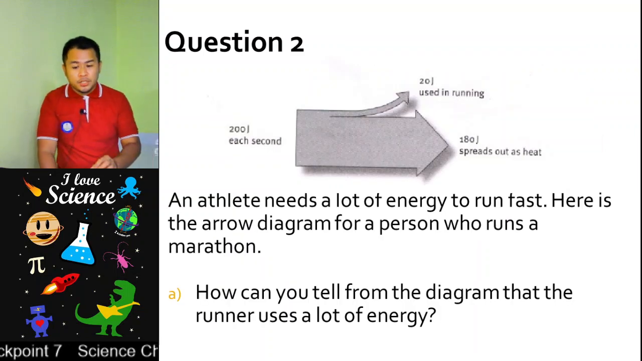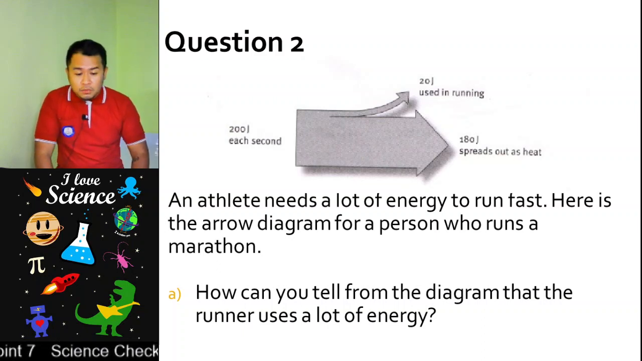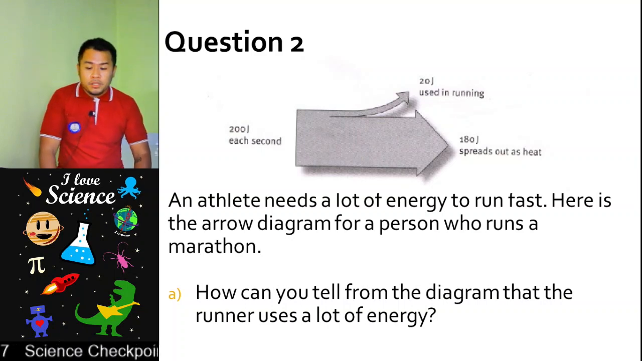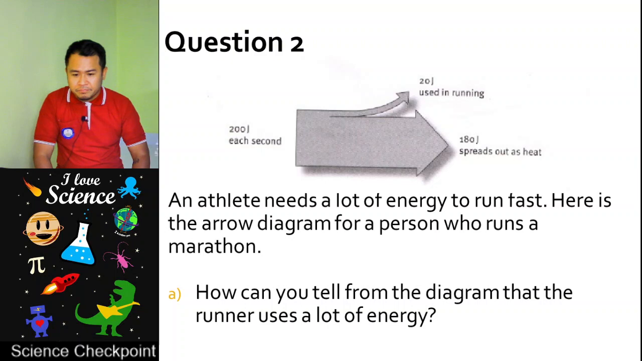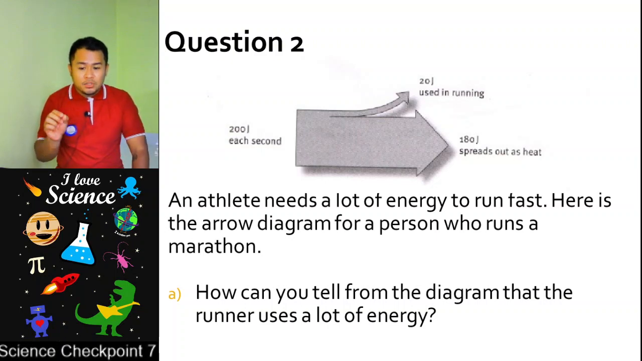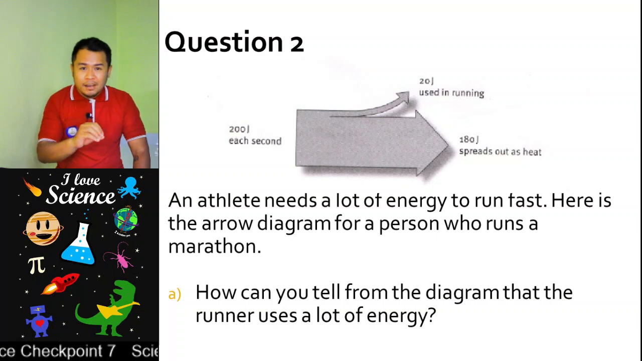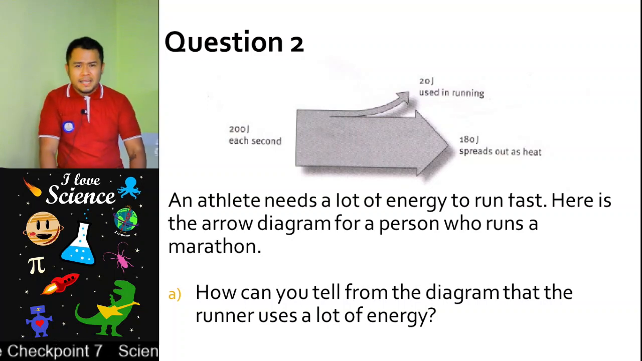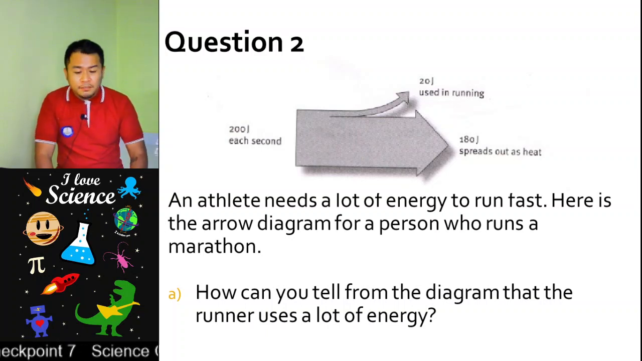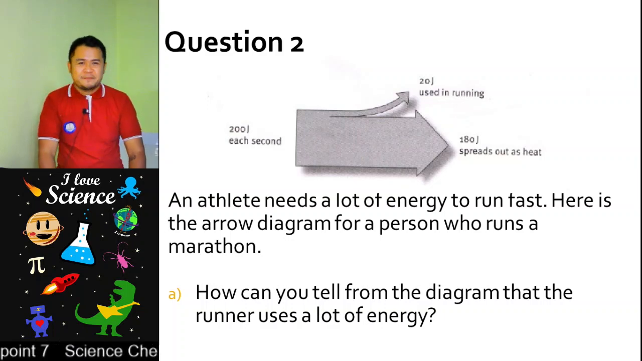And question number 2. An athlete needs a lot of energy to run fast. Here is the arrow diagram for a person who runs a marathon. So every second he uses 200 joules. 20 joules is used in running, and 180 joules is spread out as heat to the environment. Now explain your answer in question 2a. How can you tell from the diagram that the runner uses a lot of energy? Okay?